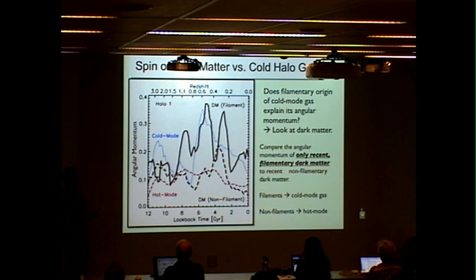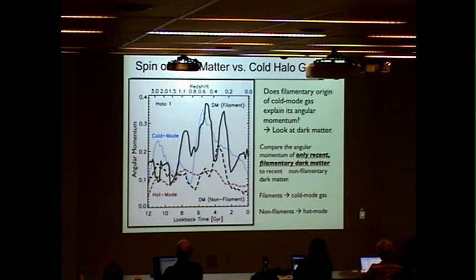But if you make an eyeball comparison here, to first order, of cold mode gas coming in along the filament and hot mode gas coming in from all the rest, then it roughly tracks what the dark matter is doing. The non-filamentary dark matter wiggles around in the bottom of the plot. The filamentary dark matter wiggles around in the top part of the plot.